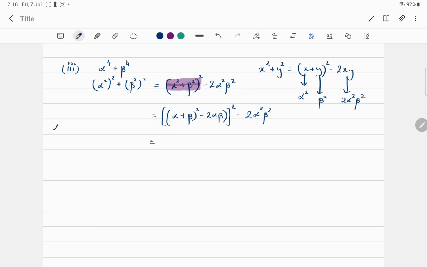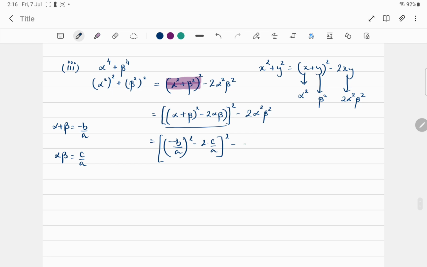Now we can substitute the value. We have alpha plus beta is minus b over a and alpha beta is c over a. So that is going to be (minus b over a) whole squared minus 2 times c over a. Or if it is easier, you can just copy the value that we have derived for this part in question number 1 and just substitute that value. So that's easy too. And this is going to be 2 alpha squared beta squared. So alpha squared beta squared can be written as (alpha beta) whole squared. So it's going to be (c over a) whole squared.